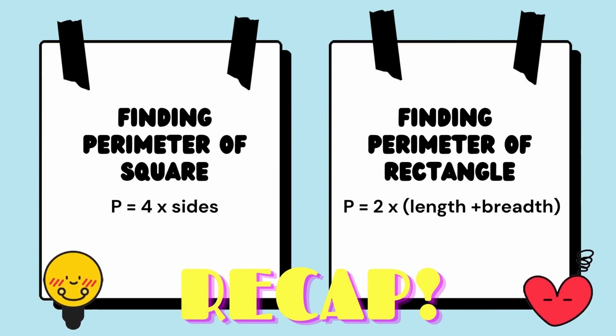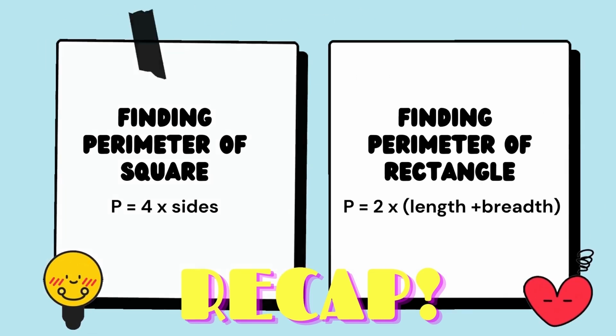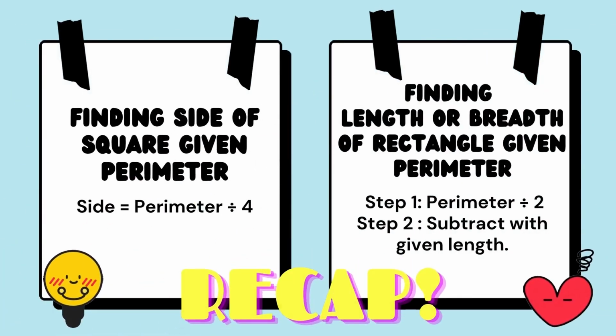Okay, again, a recap. This one you need to remember: in order to find the perimeter of a square, 4 times sides; finding the perimeter of a rectangle, 2 times length plus breadth, okay? This is to find the perimeter. But our today's business is to find the side of a square given the perimeter. You are given the perimeter, but you need to find the side. How do you do that? It's almost like the opposite way, okay? So for a square, in order for you to find the side, you need to divide the perimeter by 4.